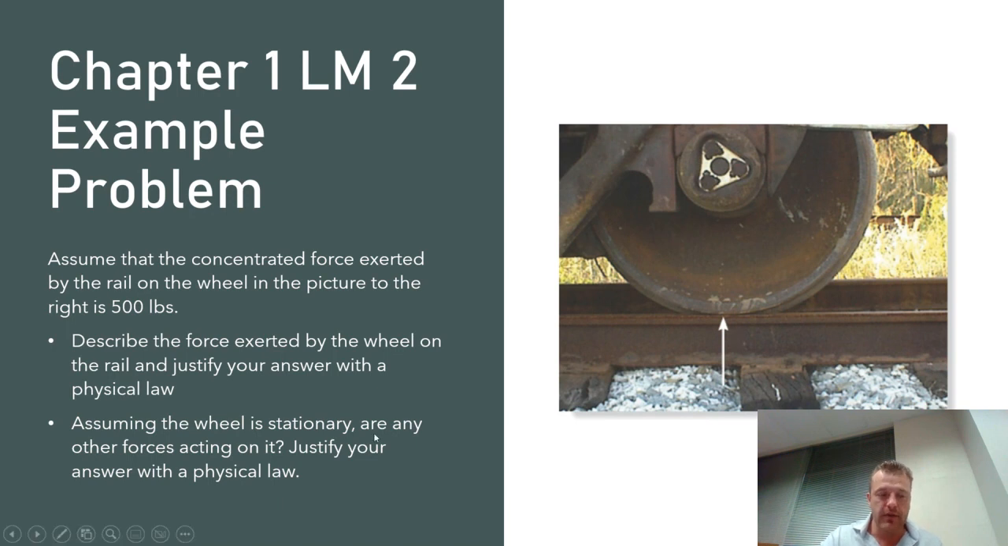For the second bullet point here, assuming that the wheel is stationary, are any other forces acting on it? Justify your answer. Well, think about that. We know that the rail is exerting a force up on the wheel. If there were no other forces acting upon it, then that wheel, according to Newton's second law, would actually accelerate in the upward direction. But if this thing is just sitting stationary here, we know that there must be no resultant force acting upon it. So if the rail is pushing the wheel with 500 pounds up, there must be some force that's pushing the wheel down. And by and large, likely just a simplification here, that's likely to be nothing more than the weight of the wheel.